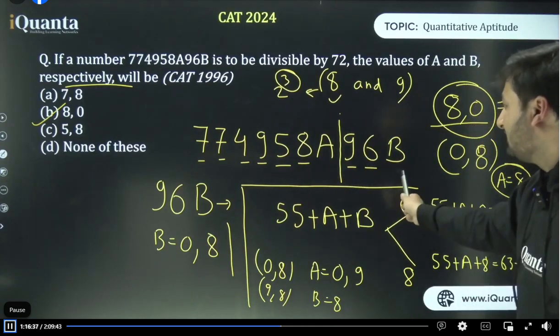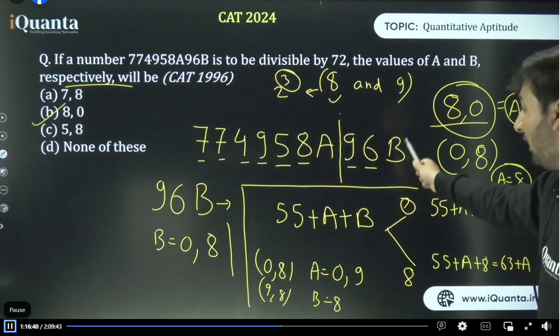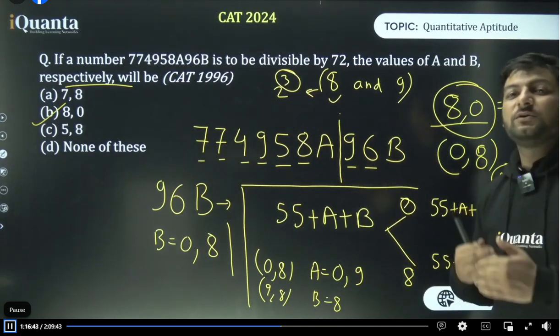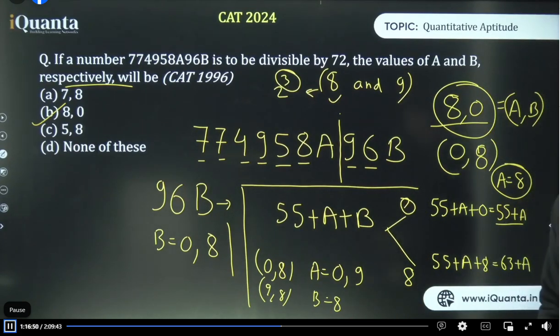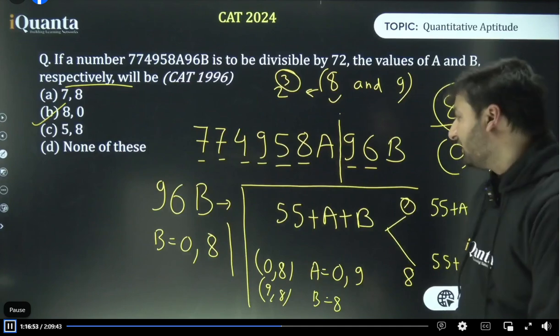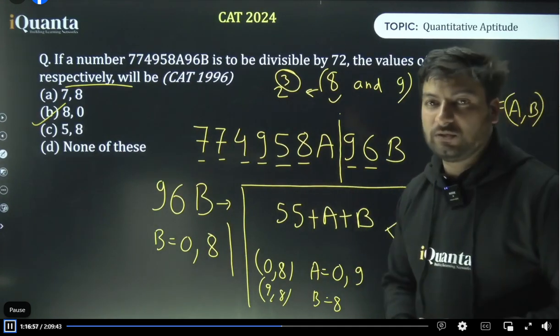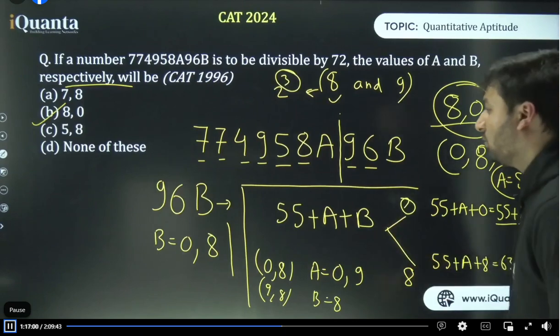When I check for 8, I have to check the last 3 digits, and the last 3 digits include b as well. So I have to check for which values of b this number is divisible by 8, okay? So I am getting two values for b which are 0 and 8, right? Are you clear with two values of b, 0 and 8, right? तभी वो 960 और 968 8 से divisible होगा. So I've got two values of b which are 0 and 8, right?